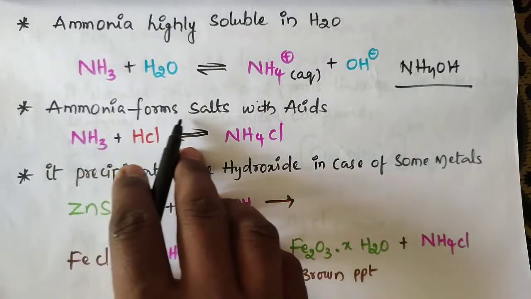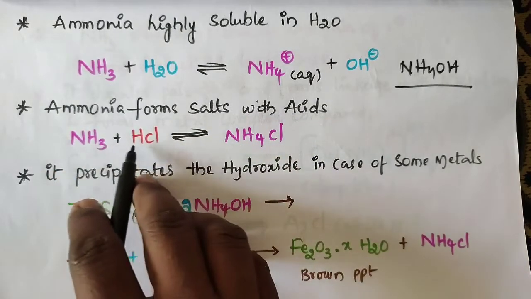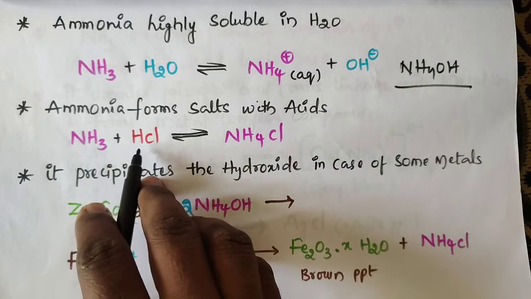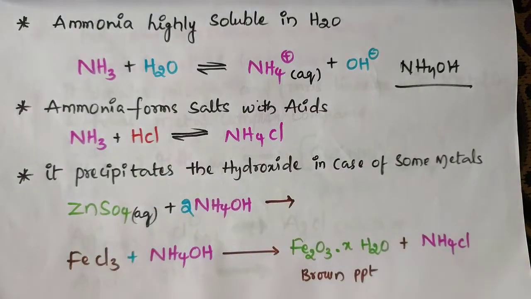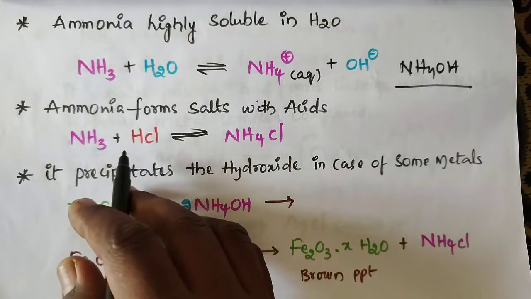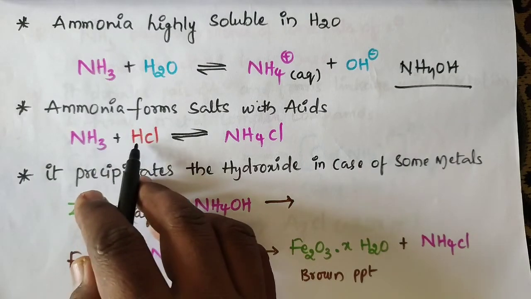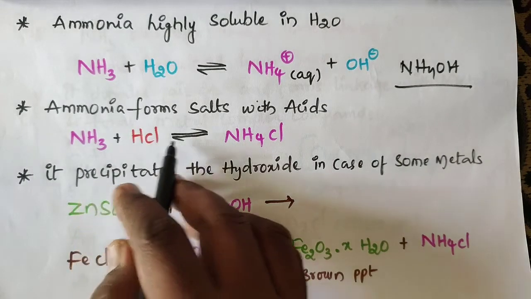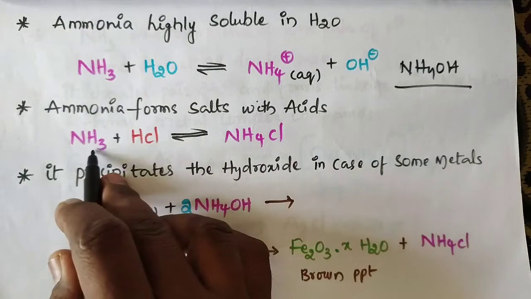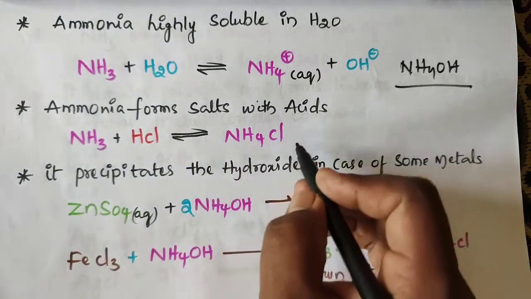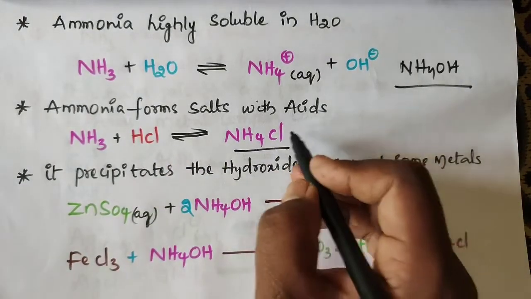Ammonia also forms salts with acids. If ammonia reacts with an acid, take the example of HCl: NH3 plus HCl, we get NH4Cl. One hydrogen is added to NH3 to give NH4 and Cl, NH4Cl, ammonium chloride. This is ammonium chloride.